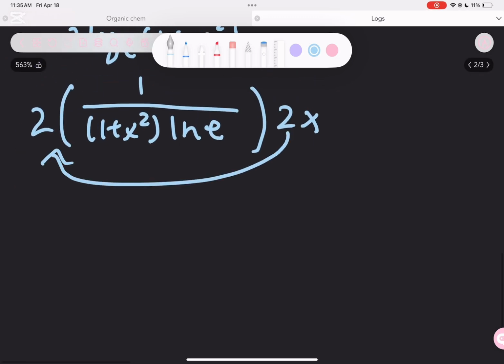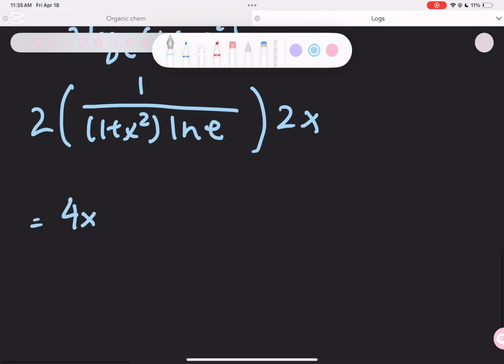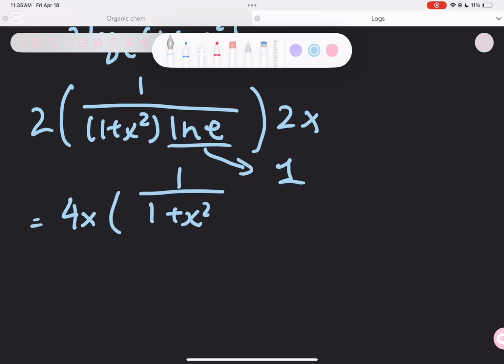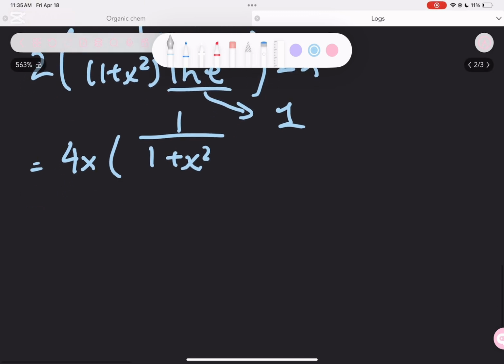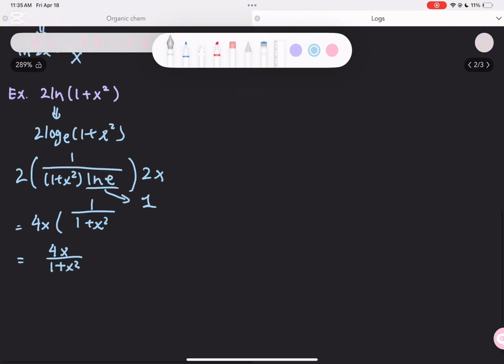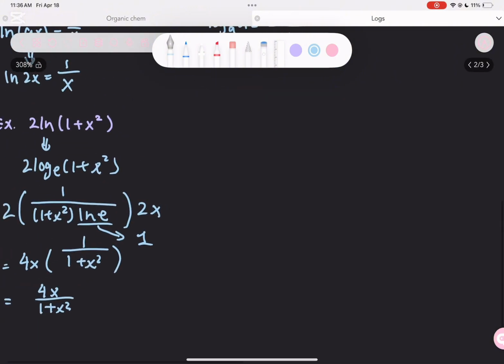So you can multiply these together, and it'll give you 4x times 1 over 1 plus x squared. And ln e can be excluded because it's just 1. So your final answer would be 4x over 1 plus x squared. That is your derivative. And an alternative for this solution is if you wanted to use ln rules instead of log rules, you could just write it like this.